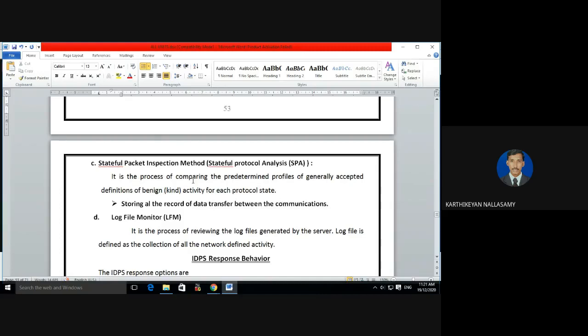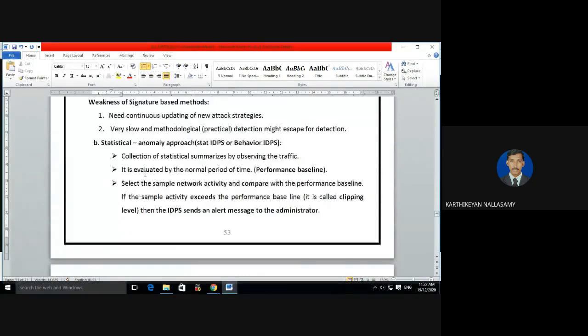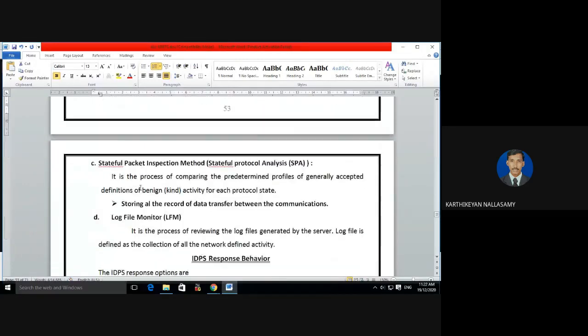Okay. So the next one is called the stateful packet inspection method, or maybe we call it stateful protocol analysis. Simply, it is called SPA. Here, before, we were talking only about matching the behavior. But here we are talking about your profile. Profile means that we are going to allow access only to persons coming from a particular organization. It means I want to accept messages only from this person. That is called stateful packet. Stateful means only the authorized area. Here that is called a predetermined profile.